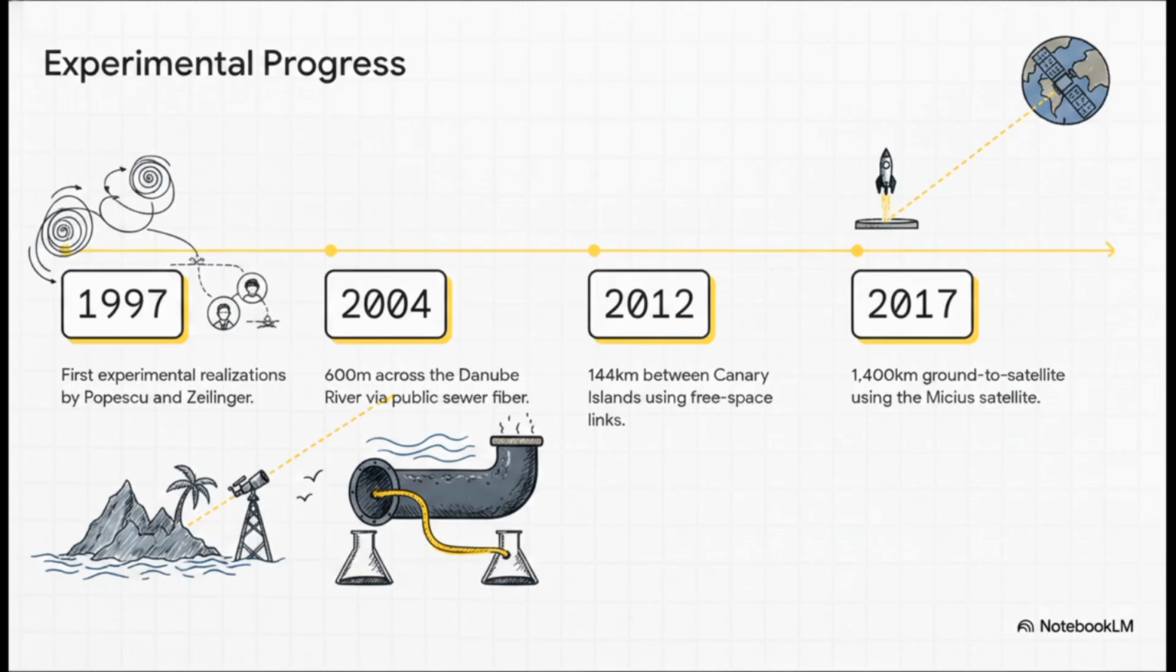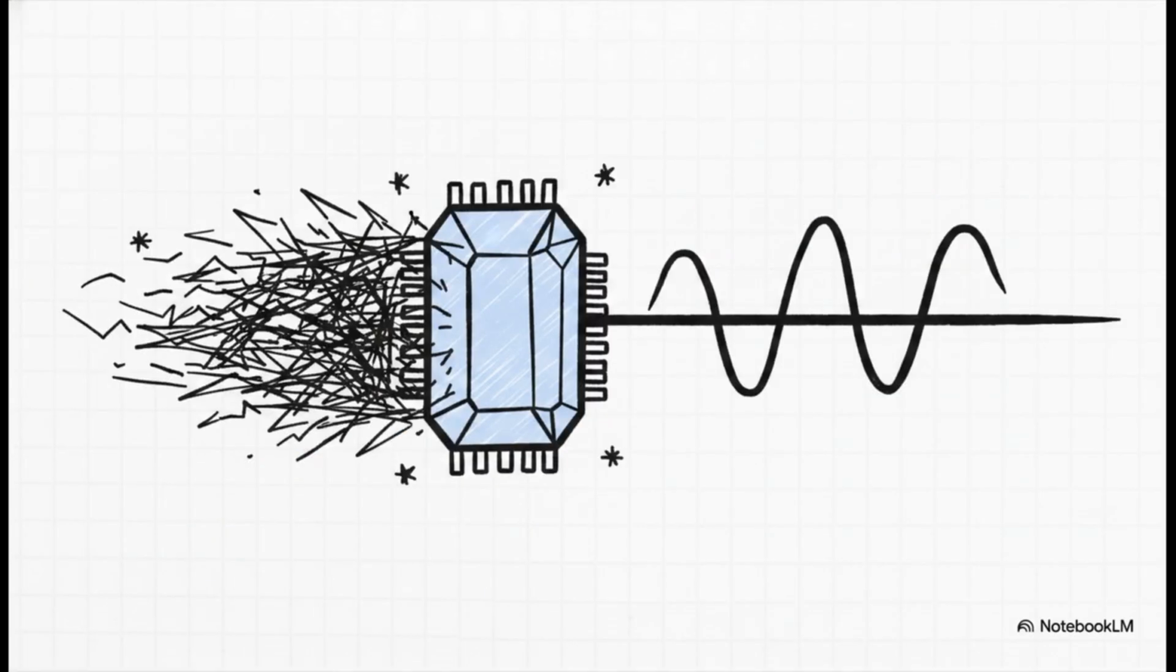In 2004, researchers ran an optical fiber wire through a public sewer system underneath the Danube River in Vienna, proving this tech works outside a pristine controlled lab. By 2012, Zeilinger's group was beaming quantum states 144 kilometers through the open air between the Canary Islands. And then, in 2017, Jian-Wei Pan's team shattered all records by teleporting quantum information 1,400 kilometers from the ground straight up to the Micius satellite in orbit, literally from a damp sewer wire to a satellite in space in just over a decade. And the advancements absolutely have not stopped.